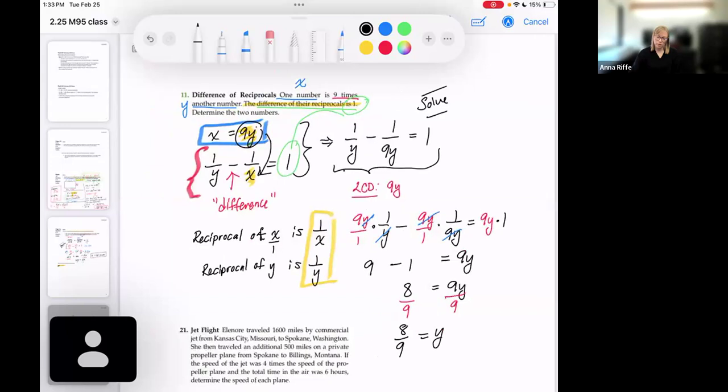Okay, so I have one number, y is 8/9. I can now use the fact that x, my second number, is equal to 9 times y to find my other number. X is equal to 9 times y, which is 8/9. I have this nice property of a 9 on top and bottom. So what remains is 8 on top.